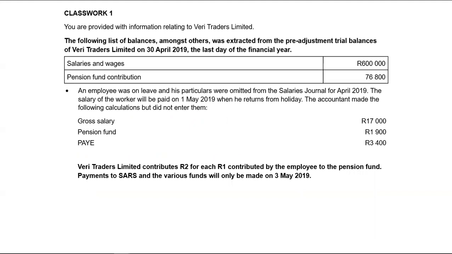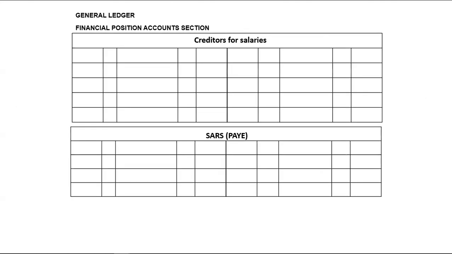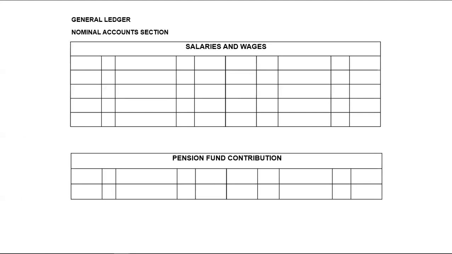Please try out classwork 1. You do pretty much the same thing. You will prepare the general journal, the ledger account, statement of profit or loss, as well as trade and other payables. Please check out the next video for corrections to classwork 1.